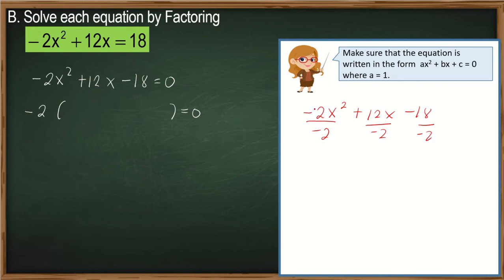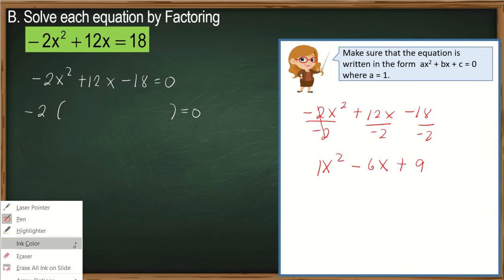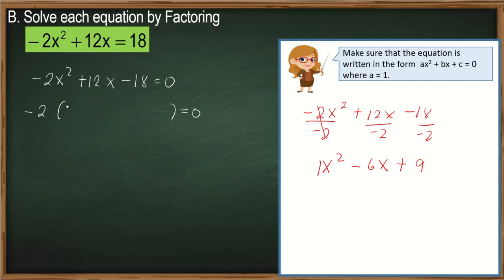Ayan. So, negative 2x squared divided by negative 2, what's left here is x squared. So, ang coefficient ni x squared ngayon ay 1. Positive divided by negative is negative. 12 divided by 2 is 6. Copy x. Then, negative divided by negative is positive. 18 divided by 2 is equal to 9. And then, we write these factors in the parentheses. So, we have x squared minus 6x plus 9. We are not yet done.